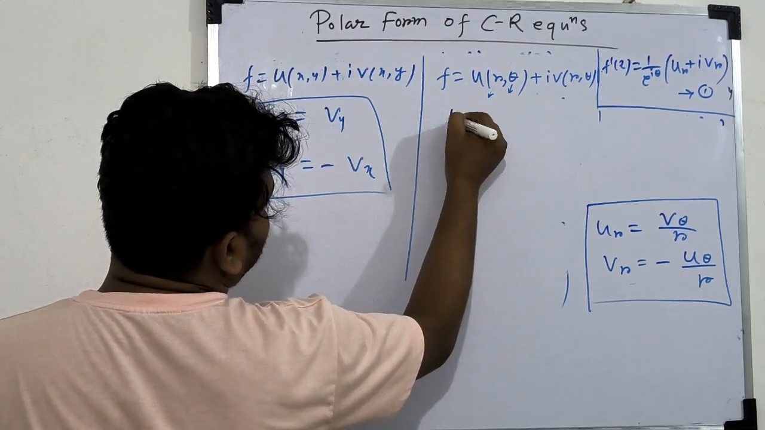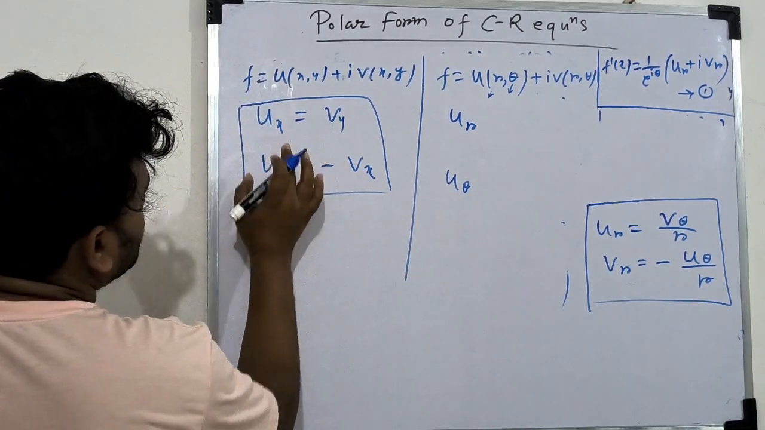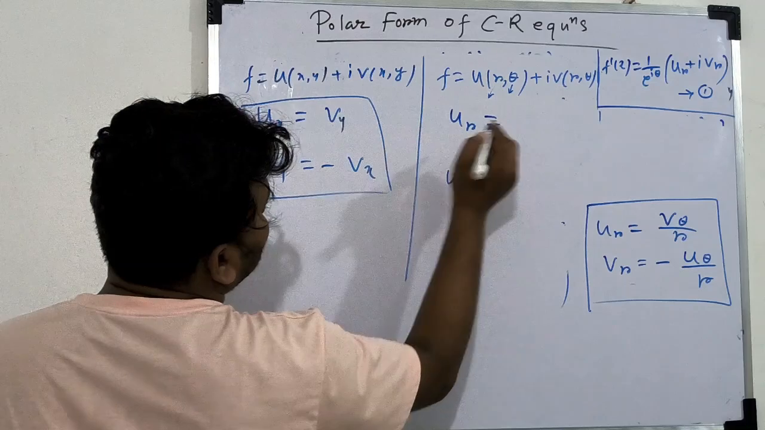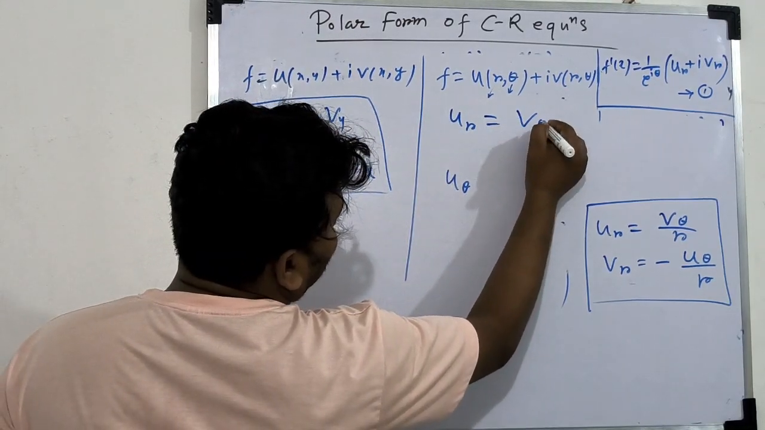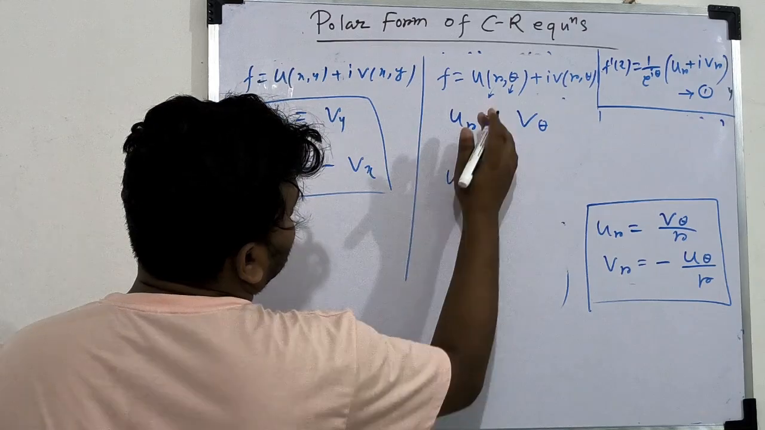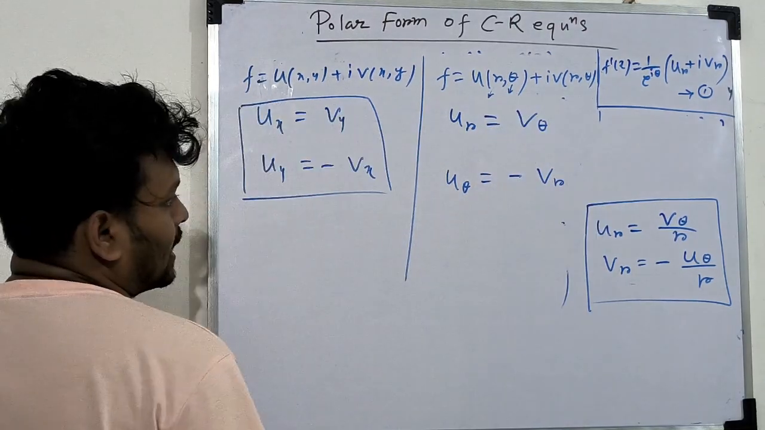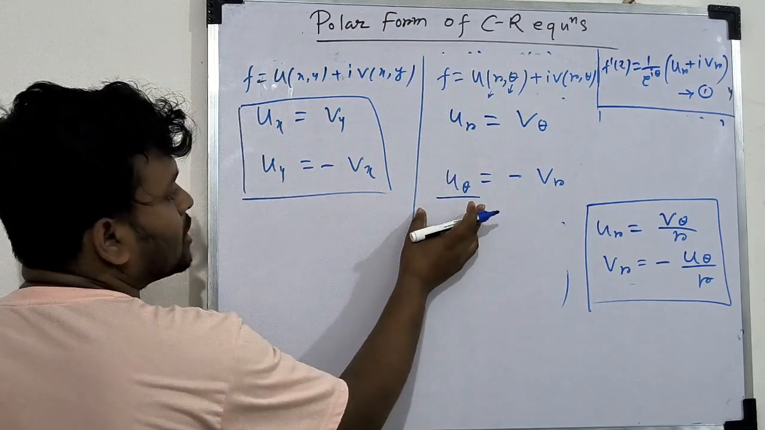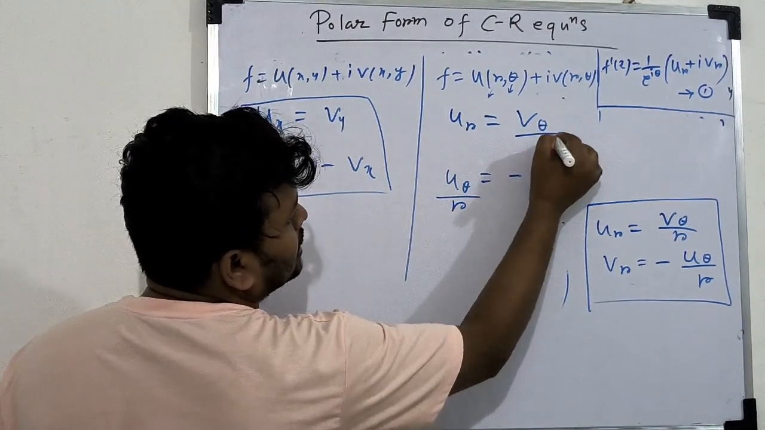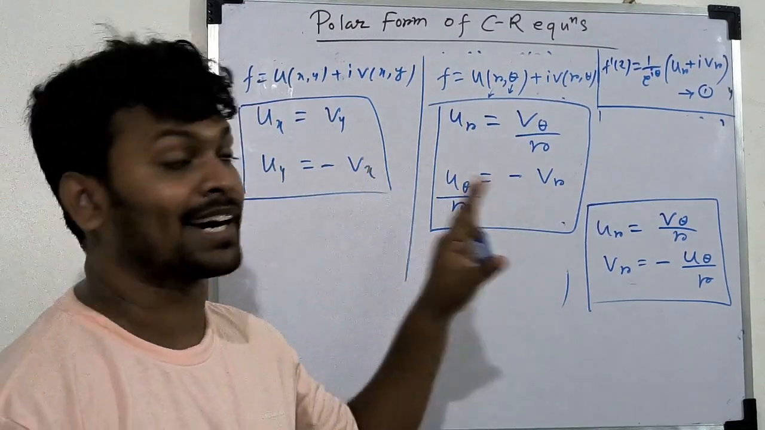Therefore you get u r and u theta as we take u x and u y. So this is equal to v y, that is v theta here, and here u theta, that is u y, equal to minus v x, that is minus v r. But whenever you write a derivative with respect to theta, you multiply that side by 1 by r. So you get the polar form. You can compare with this and remember this form.